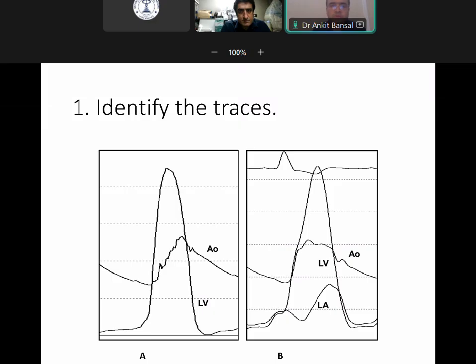So coming to the first spotter, you have to identify the trace. So can anybody identify this trace?